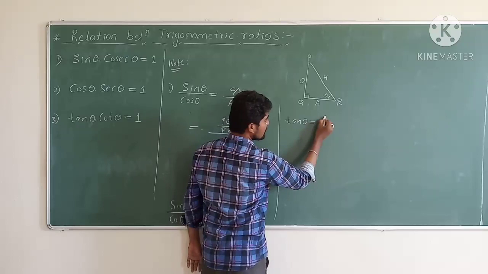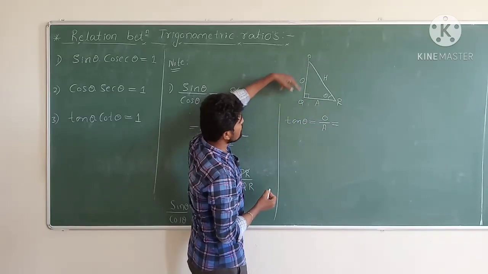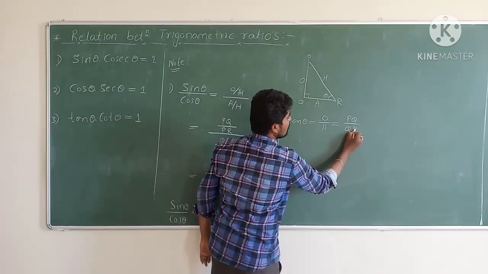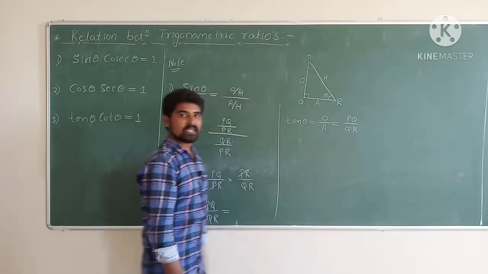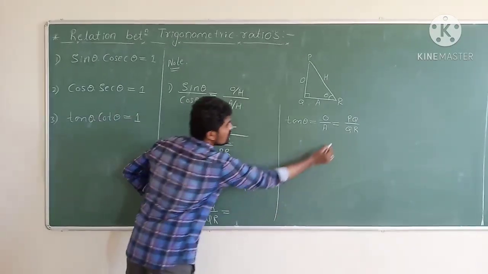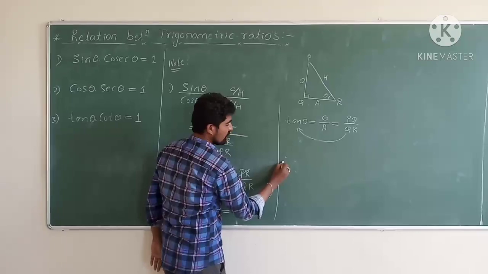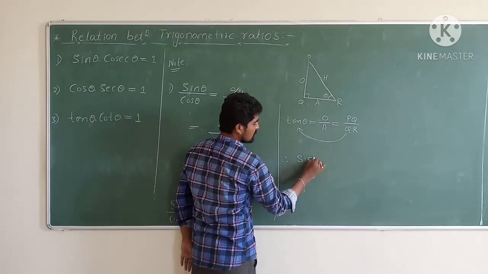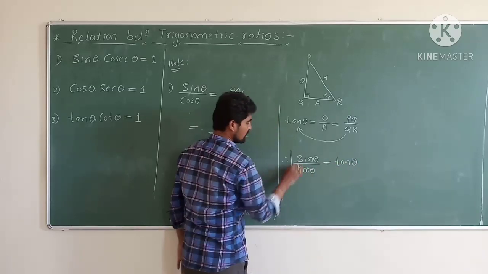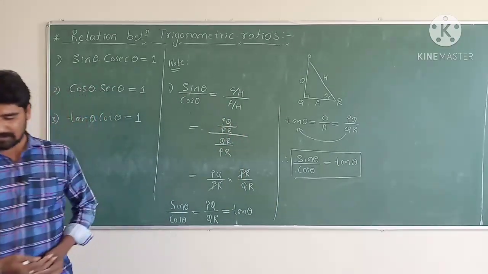is opposite divided by adjacent. Here the opposite side is PQ divided by the adjacent side QR. Therefore tan theta is PQ divided by QR, hence sin theta divided by cos theta is equal to PQ divided by QR, which is equal to tan theta. Therefore we have one more relation: sin theta divided by cos theta is equal to tan theta. I hope all of you understood. If possible, take a look.